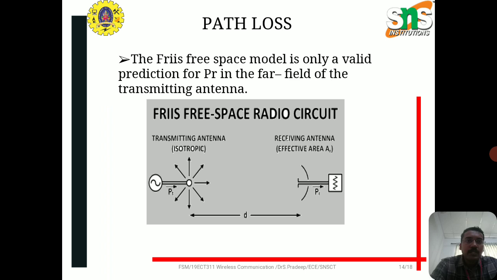This block diagram shows the free space radio circuit, which consists of a transmitting antenna, which is an isotropic antenna, and a receiving antenna, in which the effective area is Ar. The separation between the transmitting and receiving antenna is given by the distance d. The power transmitted by the transmitting antenna is Pt, and the power received by the receiver antenna is denoted by Pr.